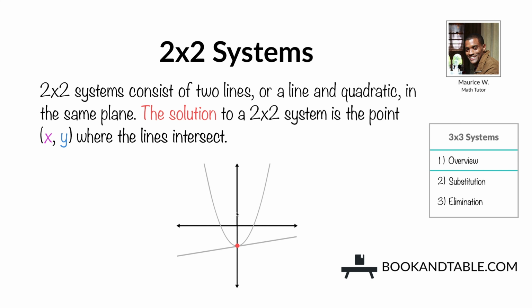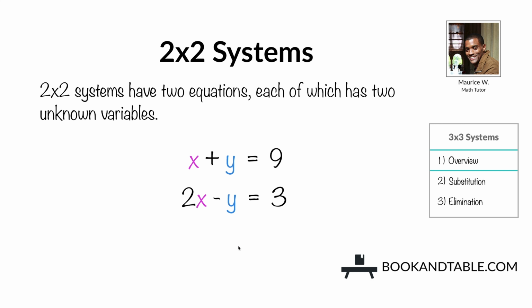We can also have a line and a quadratic intersect, and the solution would be the point where they do so. Now we have two equations with two variables in 2x2 systems. So for example, this could be a 2x2 system. We have one equation and then a second equation, and they each have two variables. The variables have the same exact value in each equation.